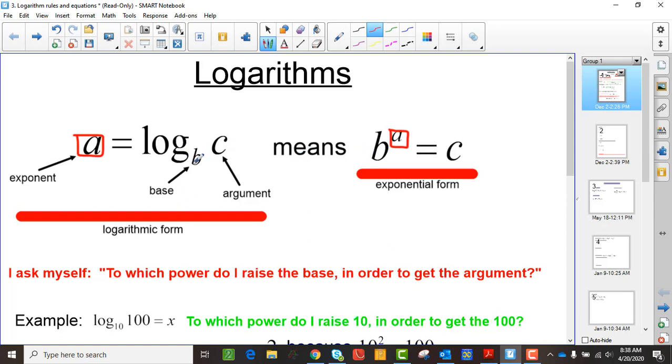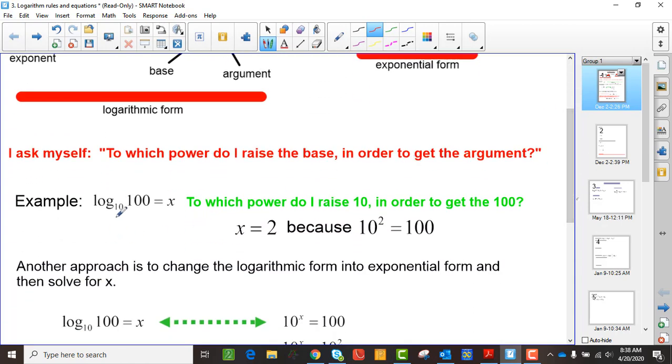What a log does is it essentially tells us the exponent that I have to raise the base to get this argument, whatever this is. I'll give you an example. Log base 10 of 100 is x. If you're trying to solve that, it's going to be 2 because 10 squared is 100, right? So basically a logarithm is an inverse operation of an exponential.